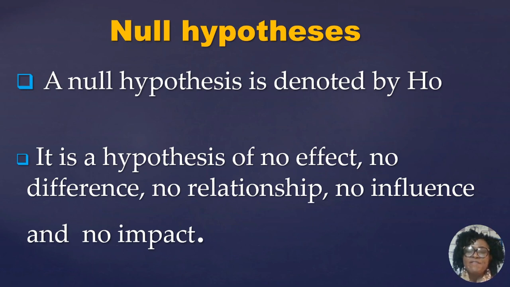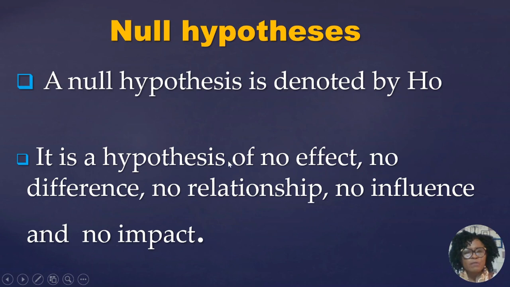It is a hypothesis of no effect, no difference, no relationship, no influence, and no impact. Just like the word null signifies, that is absence, none, nil, zero. So a null hypothesis is denoted by what? H0. At times, students have issues in how to write this. Some write capital H and capital O. No, it is capital H and small o. Then, if you have so many of them, as I am going to illustrate later, if this is 1, you put H0 with subscript 1.